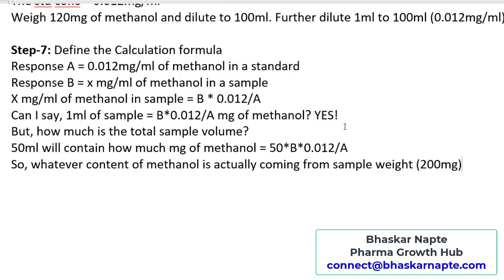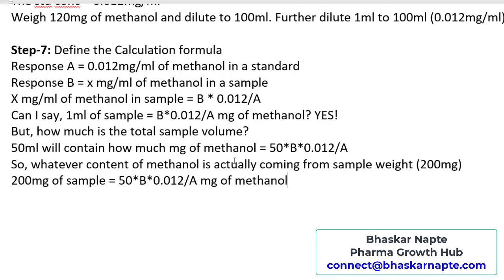So I will build the next equation now, which is very, very important. I will say 200 milligram of sample contains 50 into B into 0.012 divided by A mg of methanol. Does it make sense now? This last statement: 200 milligram of the sample contains 50 into B into 0.012 divided by A mg of methanol.